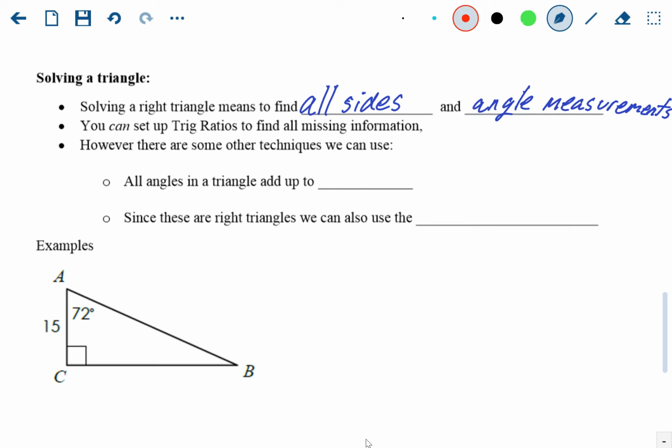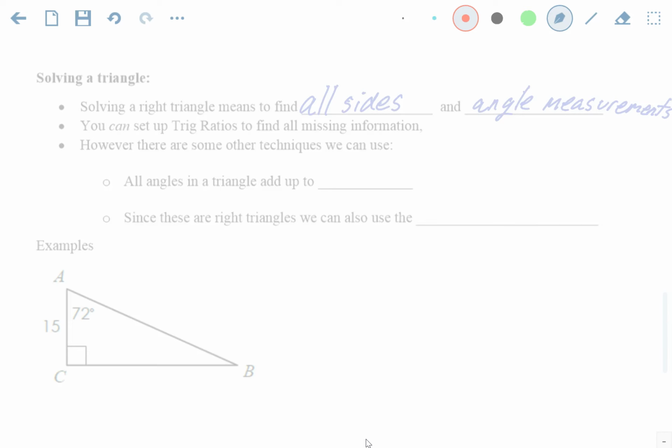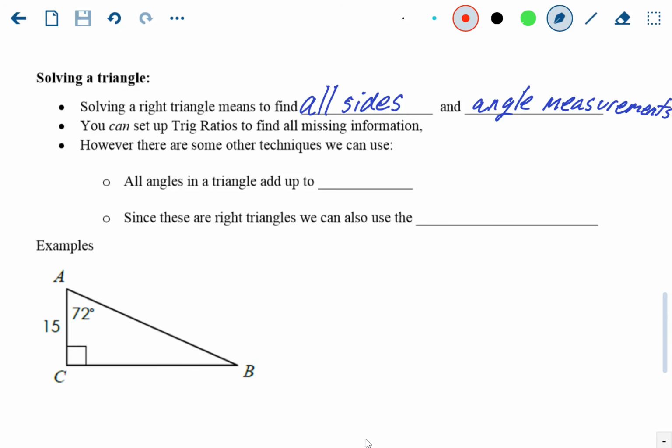Alright, so if you're missing, say, an angle or a side, you can set up a trig ratio to find all the missing information. We know how to set up a trig ratio to find a missing side. We know how to set up a trig ratio to find a missing angle. So you can do that for all of your missing parts. But there are some other techniques, some shortcuts that we could use that don't involve trig. Well, not the trig ratios, at least.